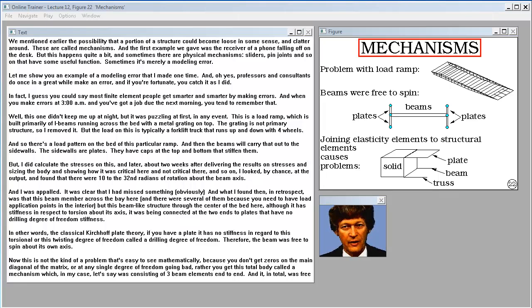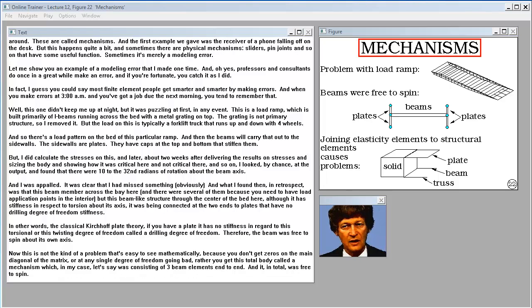We mentioned earlier the possibility that a portion of a structure could become loose in some sense and clatter around. These are called mechanisms, and the first example we gave was the receiver of a phone falling off the desk. But this happens quite a bit. And sometimes there are physical mechanisms, sliders, pin joints, and so on that have some useful function. Sometimes it's merely a modeling error.